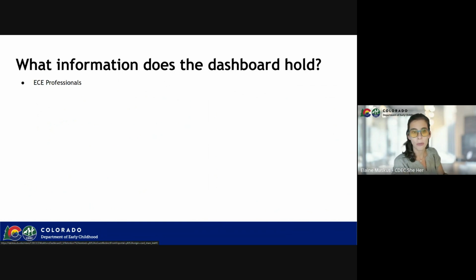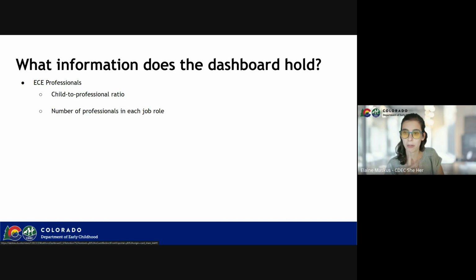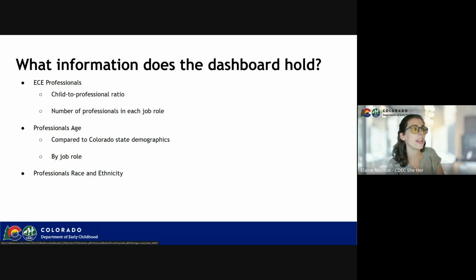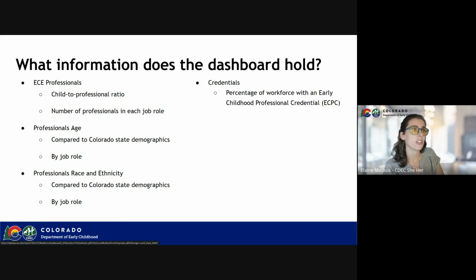So what information does this dashboard hold? It has high-level information on early childhood professionals. This includes the child to professional ratio and the number of professionals within each job role. Some demographic information: the age of the professionals compared to Colorado State demographics, as well as broken out by job role, and then professionals' race and ethnicity compared to Colorado State demographics and broken out by job role. Credential data: this is the early childhood professional credential, the percent of the workforce that hold an ECPC, and then a breakout of what ECPC levels are held by professionals in different job roles.